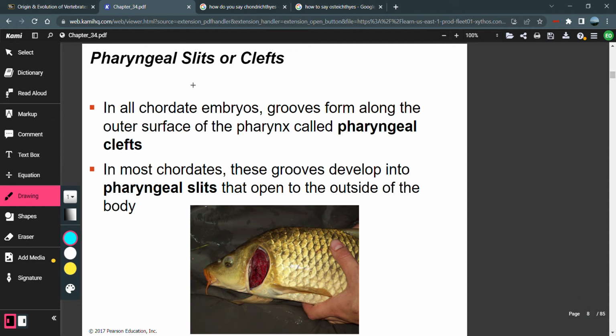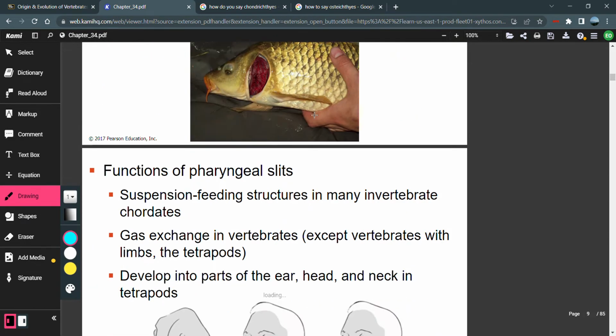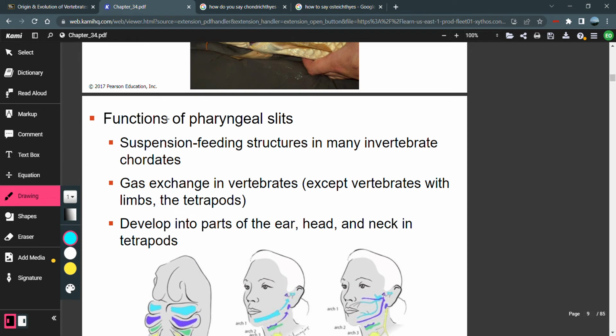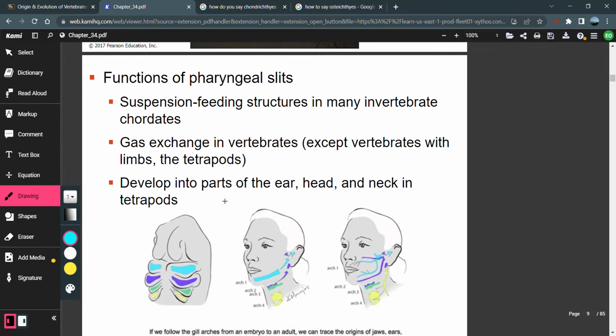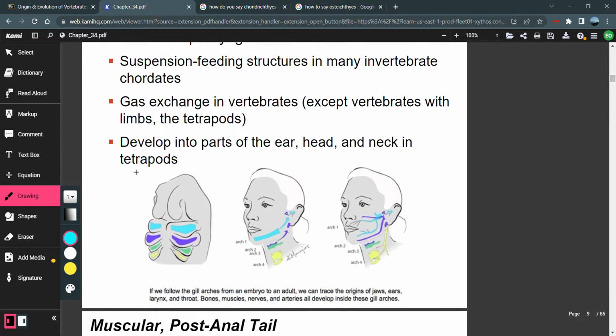Pharyngeal slits or clefts. So these pharyngeal clefts are present, and these clefts form various parts of the chordate. So a cleft will turn into pharyngeal slits, which is an opening to the outside of the body used for gas exchange, or used for absorbing oxygen in fish. So sometimes these pharyngeal slits have a function of suspension feeding. In many invertebrate chordates, they are used for gas exchange, except in tetrapods, and they develop into parts of the ear, neck, and head in tetrapods.